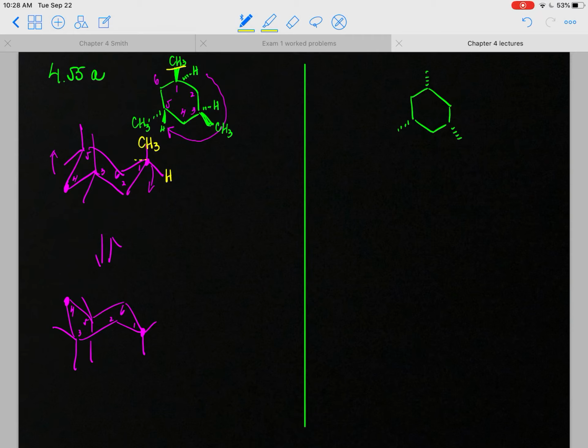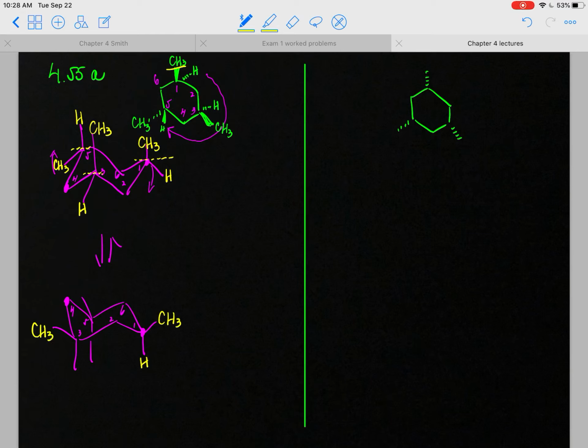In the chair conformation, we don't want to draw wedges and dashes. We want to define up and down based on the relative position of the horizontal dotted line that passes through each carbon. So methyl is up, hydrogen is down. Carbon 3, methyl is up, hydrogen's down. Carbon 5, hydrogen is up, methyl is down. Let's go ahead and draw the other chair. So carbon 1, methyl group is still up, hydrogen is still down.